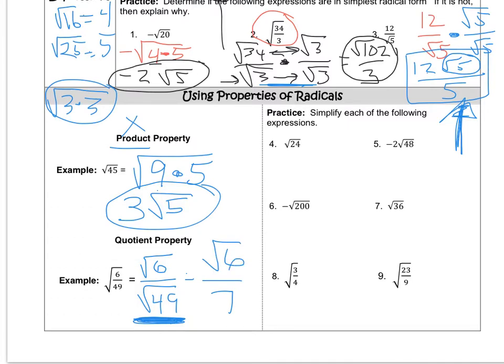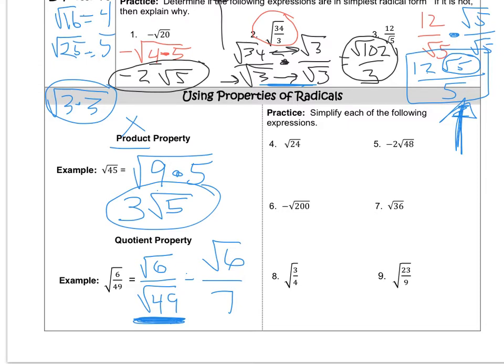All right. So let's do a couple here together over here. And we're going to keep practicing. We're going to simplify these radicals. I'm going to do all these with you, so just kind of stay along with me. The first one, the square root of 24.